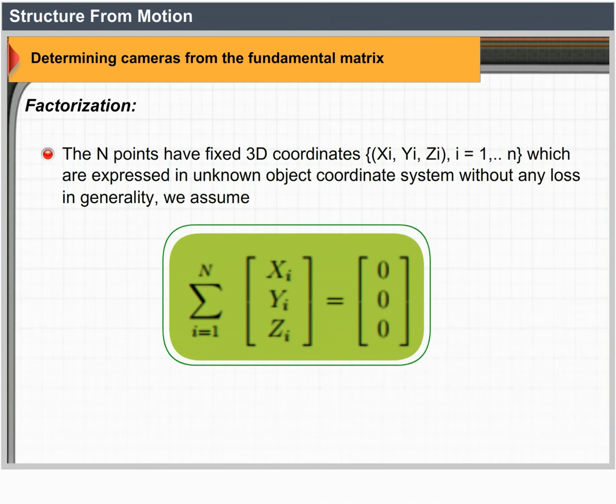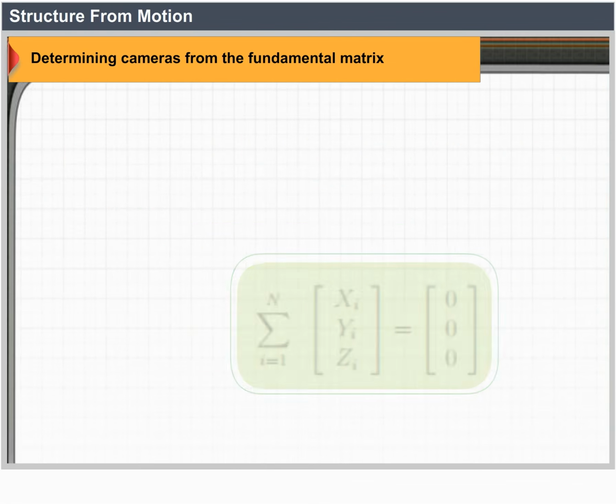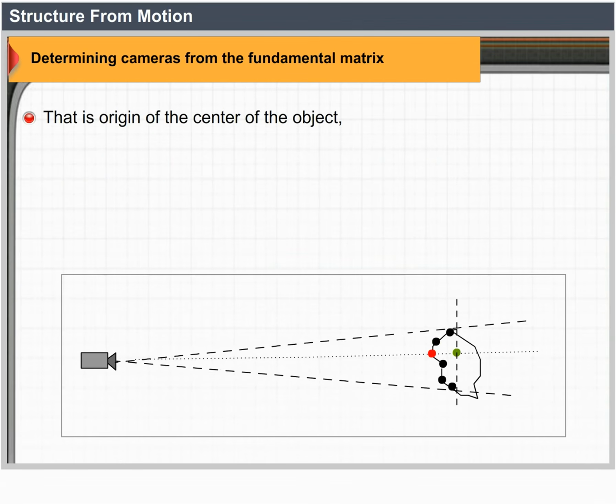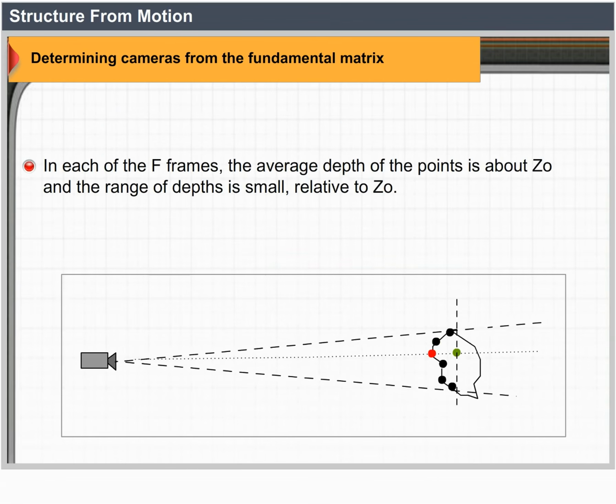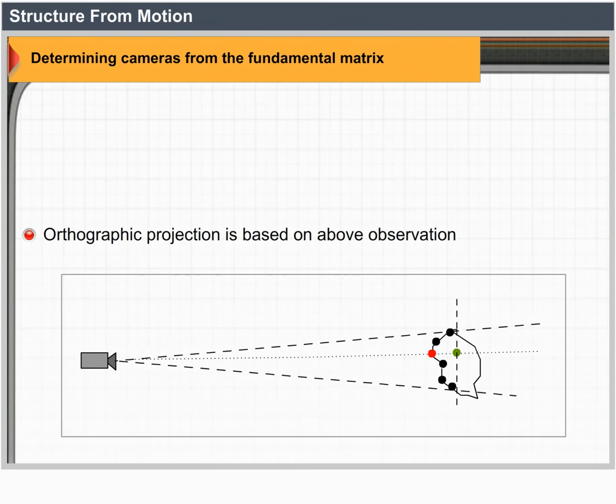That is, the origin is at the center of the object. In each of the F frames, the average depth of the points is about z0 and the range of depths is small relative to z0. Orthographic projection based on the above observation can now be seen.